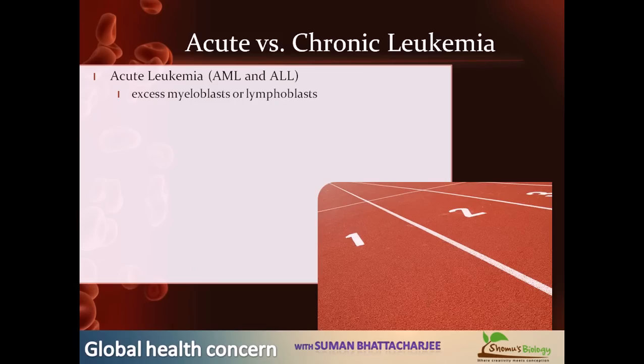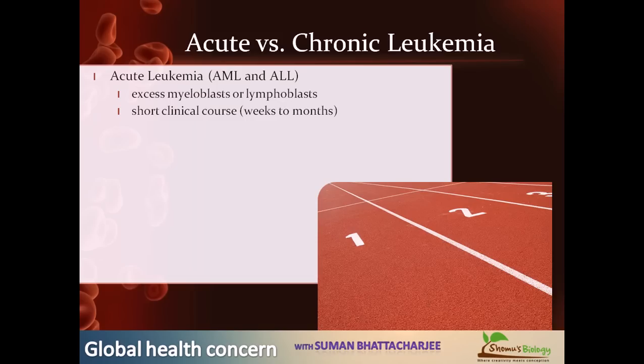They also have a short clinical course, like weeks to months. So these are the two important properties of acute leukemia: that they have an excess amount of myeloblasts, and a short clinical course, so weeks to months kind of a clinical course.